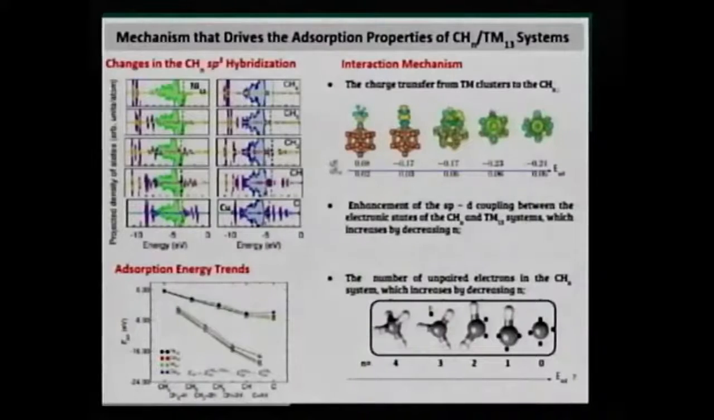So we can now propose an interaction mechanism of these molecules in this type of catalysis on clusters, which is the charge transfer from the transition metal to the CH species, the enhancement of sp-d hybridization, and also the number of unpaired electrons, which increases with the decreasing of n.